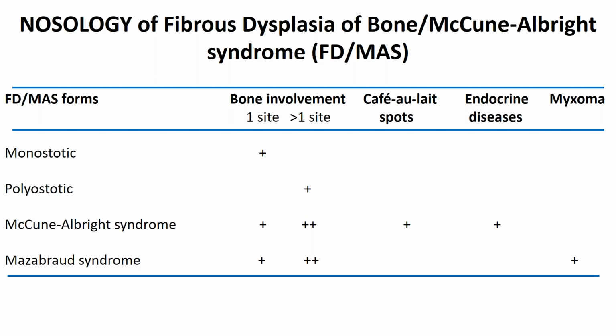If you look at this table, you can see that if the patient has one bone affected, that's monostotic FD. If there are several bones, at least two, involved, this is polyostotic. The real McCune Albright syndrome is one or, more often, several bones affected, plus the café-au-lait spots, plus endocrine disease. Most often, this is the peripheral precocious puberty. And Mazabraud syndrome is fibrous dysplasia of bone plus muscle involvement, benign myxomas.